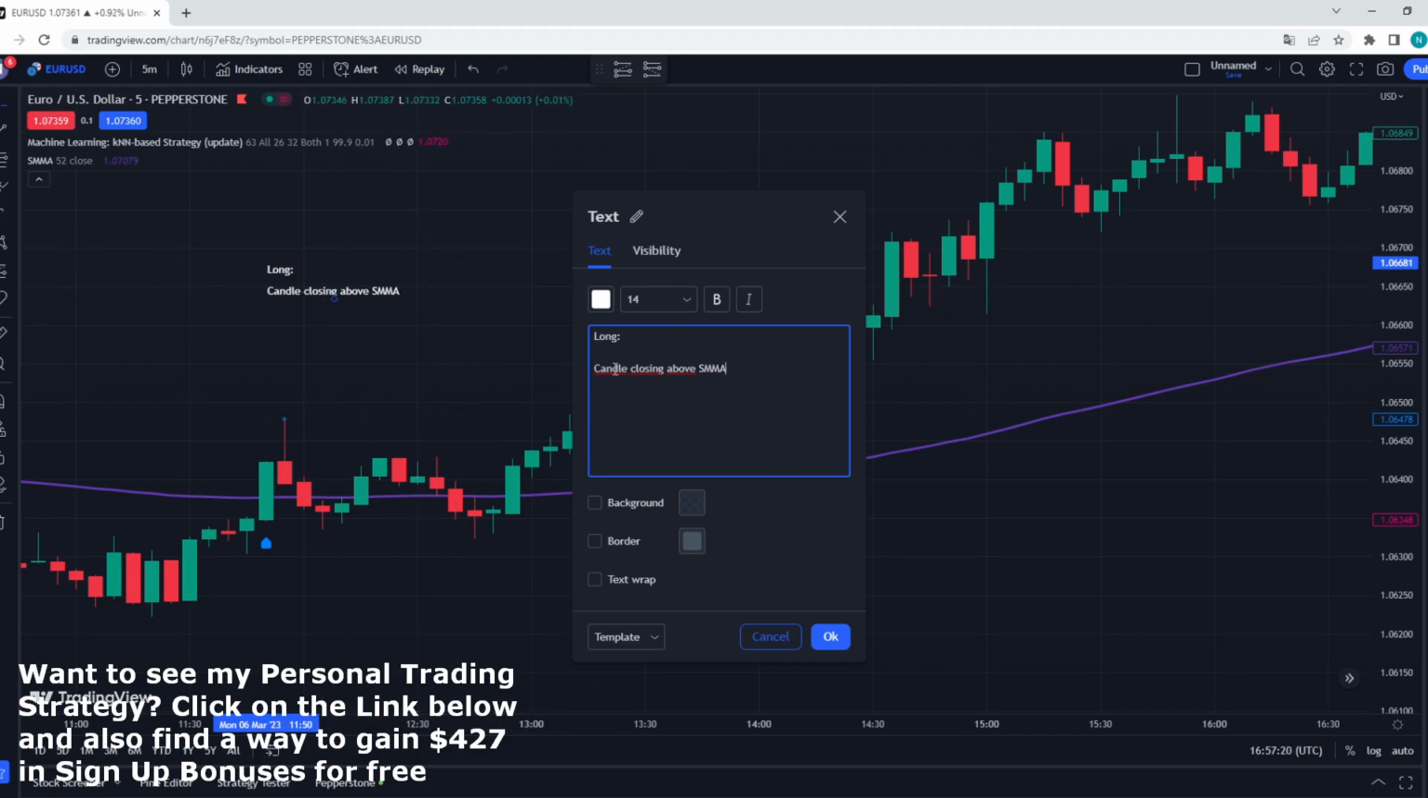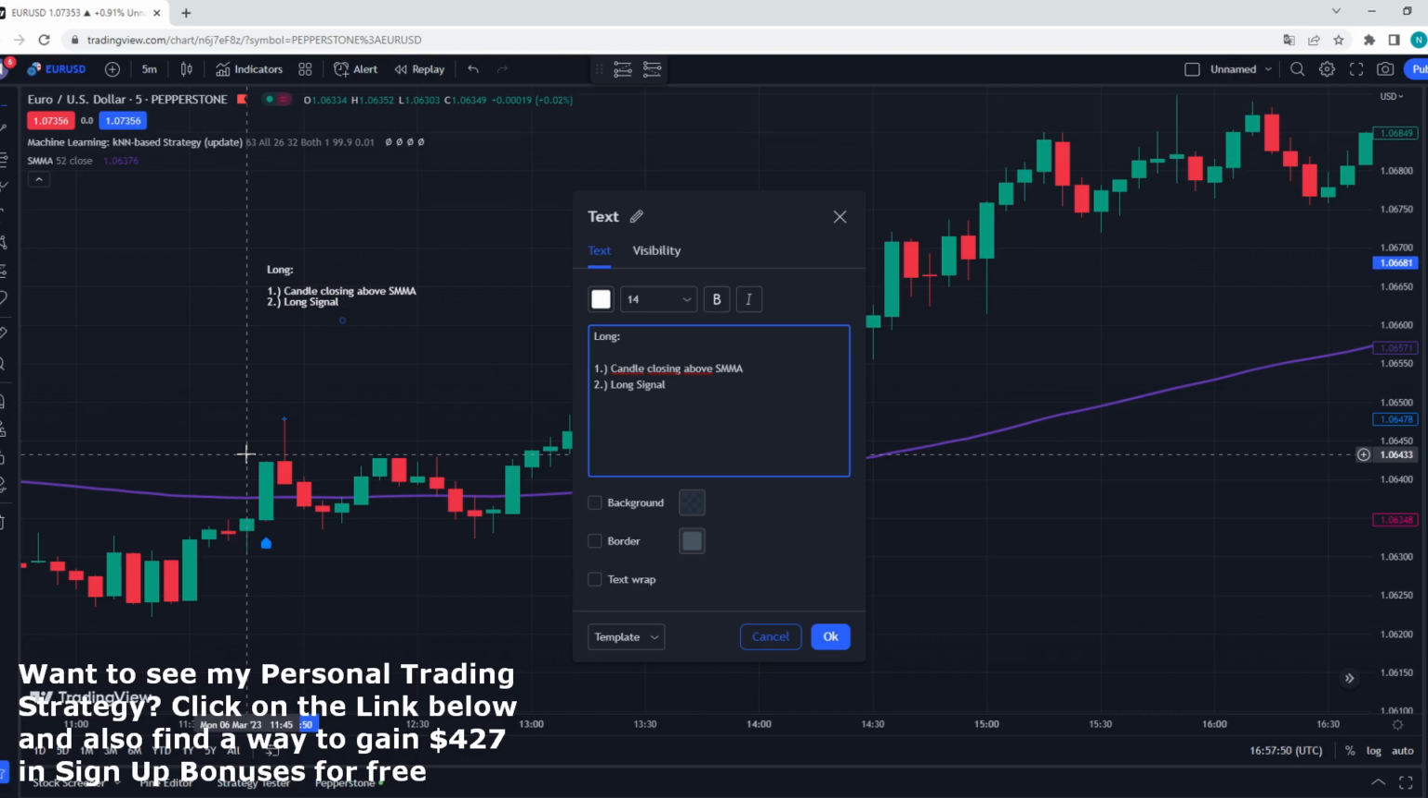Then, let's write in first. Then second, we want a long signal from our KNN indicator. So a long signal, as you can see here. So we have a long signal. We have a candle that is closing above our moving average. And this is basically everything that we need. So this is our entry.